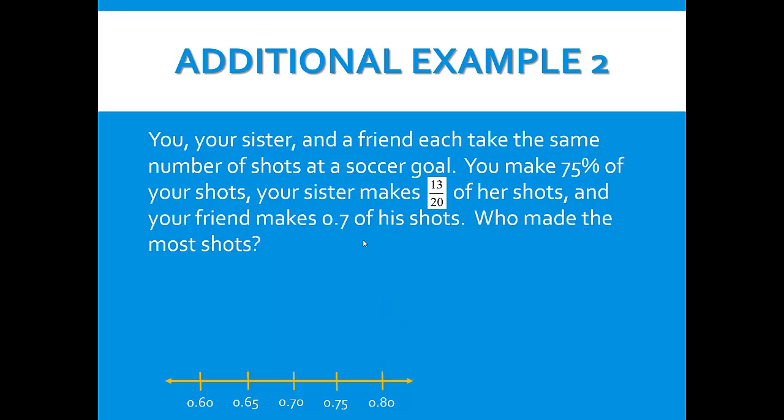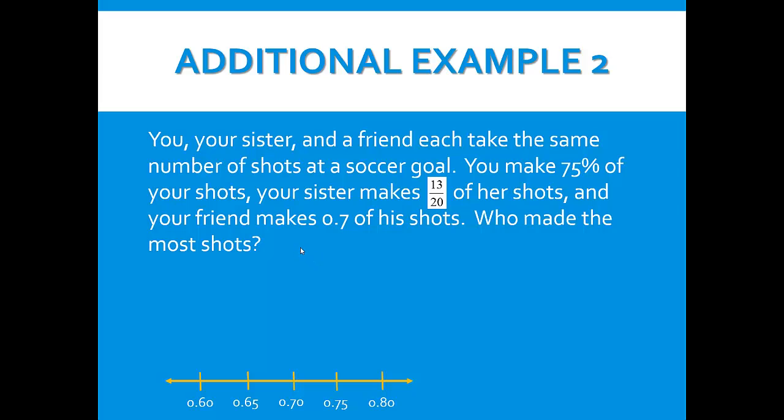Now we have an additional example. You can pause the video and try it on your own, or you may follow along. You, your sister, and a friend each take the same number of shots at a soccer goal. You make 75% of your shots. Your sister makes 13/20ths of her shots, and your friend makes 0.7 or 7/10ths of his shots. Who made the most shots?